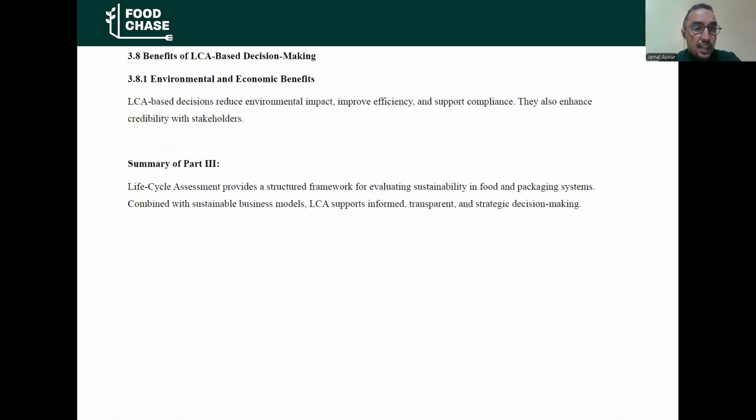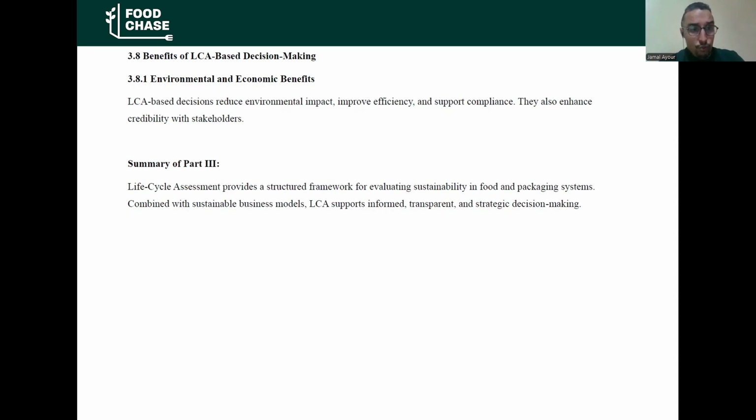About the benefits of LCA, there are a lot of benefits on different axes. For example, for environmental and economic benefit, LCA-based decisions reduce environmental impact, improve efficiency, and support compliance. They also enhance credibility with stakeholders and create transparency between different professionals and also between professionals and consumers of the product.